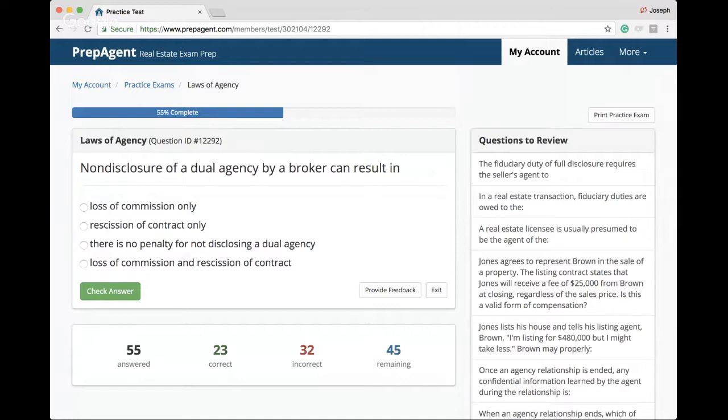Okay, non-disclosure of a dual agency by a broker can result in A, a loss of commission only, B, rescission of a contract only, C, there is no penalty for not disclosing a dual agency, D, a loss of commission and rescission of a contract. Okay, the answer here is D.